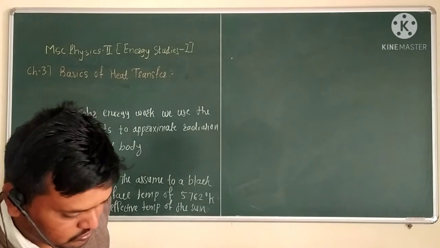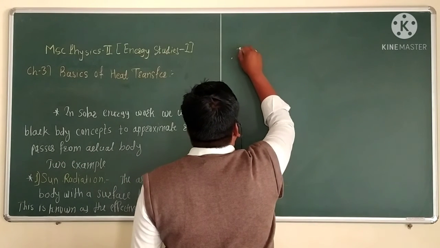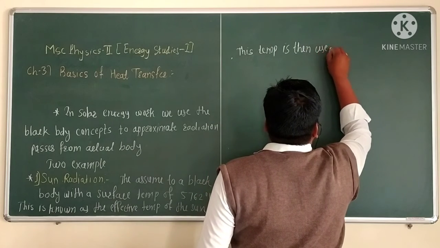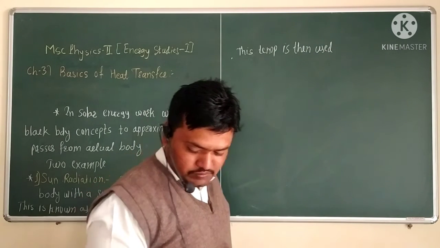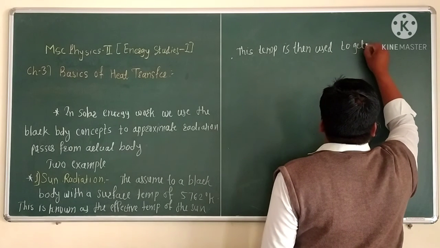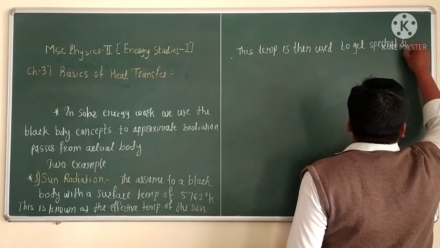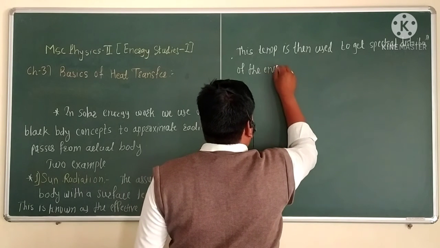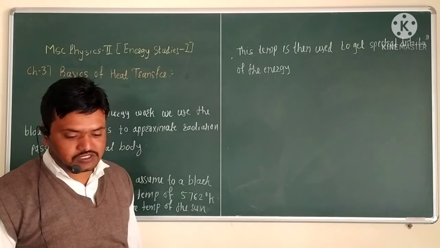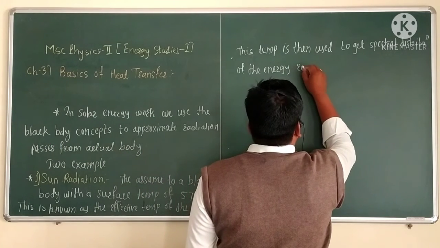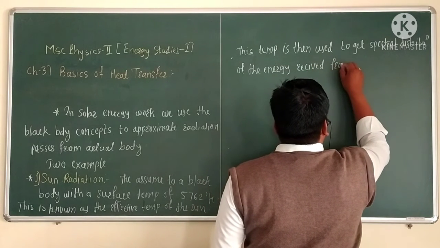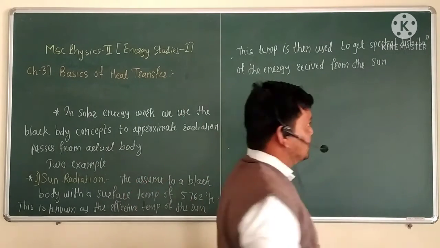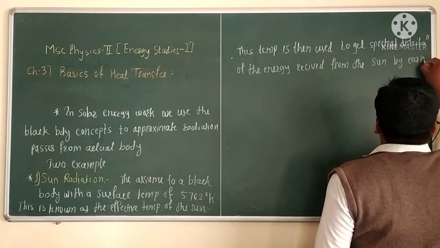This temperature is then used to get the spectral distribution of the energy which is received from the sun by the earth outside its atmosphere.